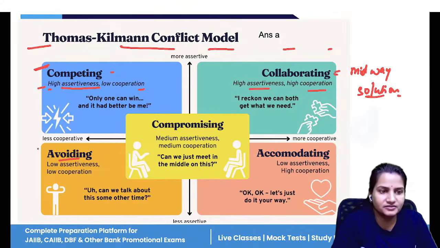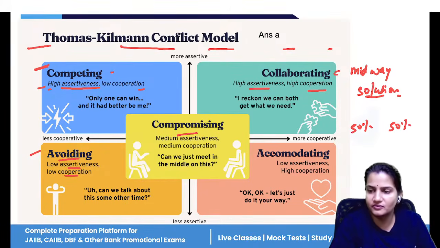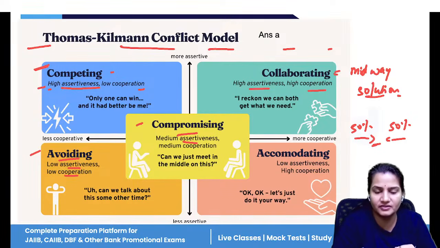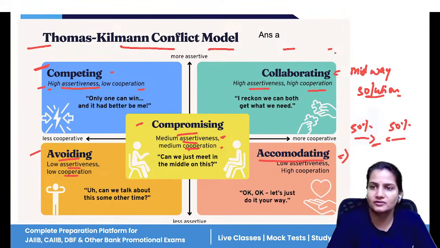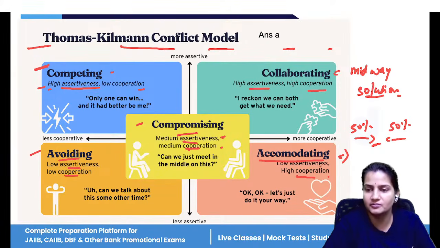Now, avoiding means you are not indulging in that conflict, so low assertiveness and low cooperation. Compromising means 50% you will compromise, 50% the other person will compromise, both will compromise a little bit. So assertiveness is medium and cooperation is also medium. Now accommodating is where you say, okay, you are right, I am wrong, let's do it your way, whatever you are saying. So the cooperation is high, and because you're not fighting for yourself, assertiveness is low.